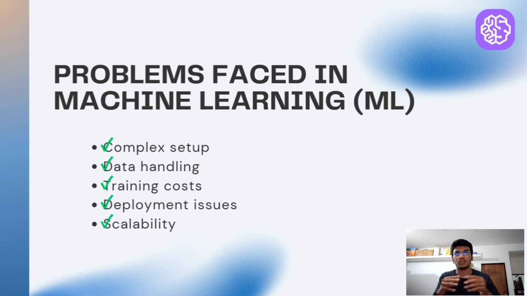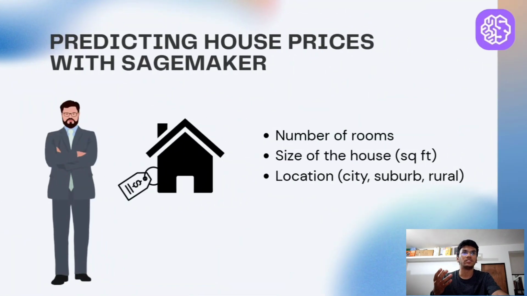Now, further, I would like to explain SageMaker with a real-life example. For example, let's consider predicting house prices. Imagine you are a real estate company and you want to predict the price of a house based on things like number of rooms, size of the house, or the location where it is located, in the city, suburb, or rural.